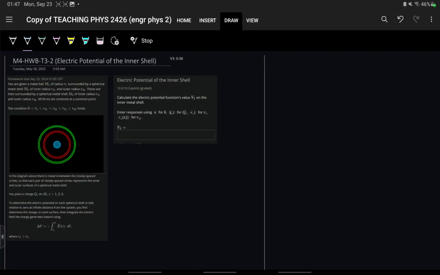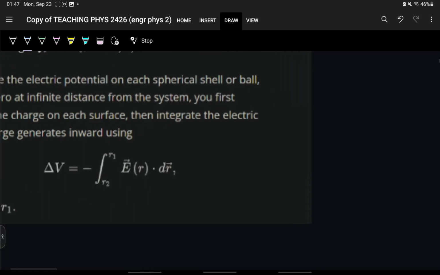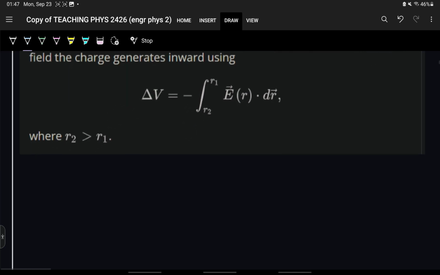Hey guys, we're looking at Module 4, Homework B, Tab 3, Part 2, and this is the electric potential of the inner sphere. So we need to calculate the electric potential of V2. Let's first start by looking at the electric potential due to capital M1. So I'm just going to write capital M1.